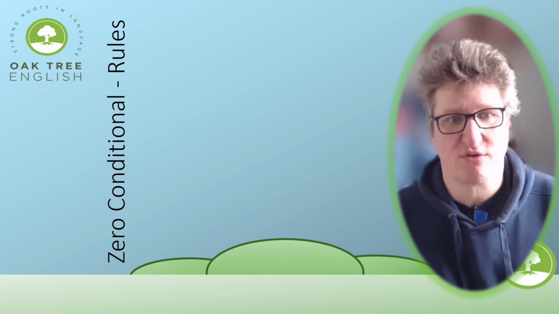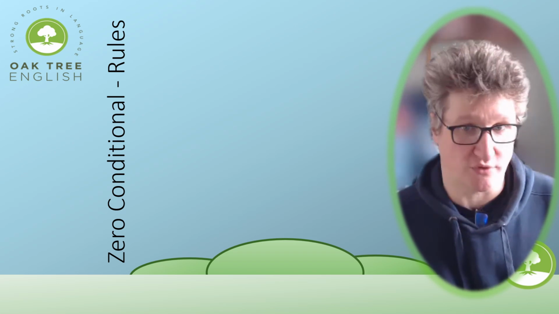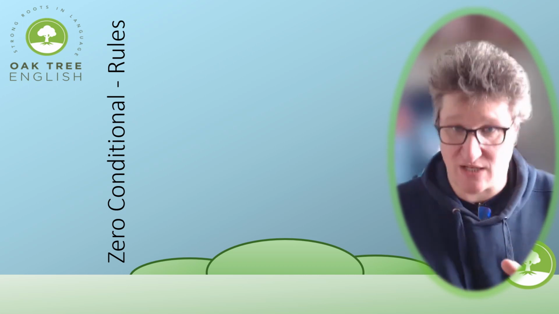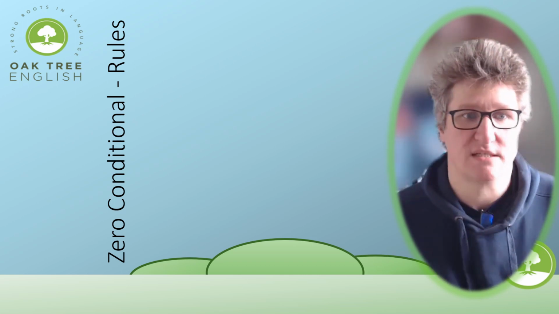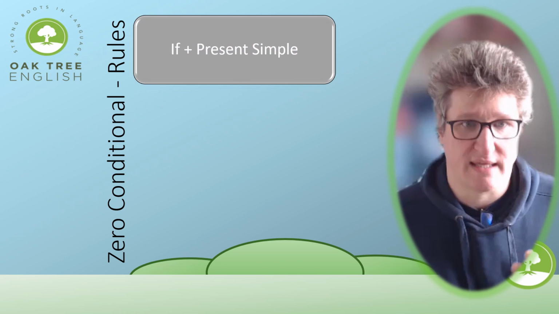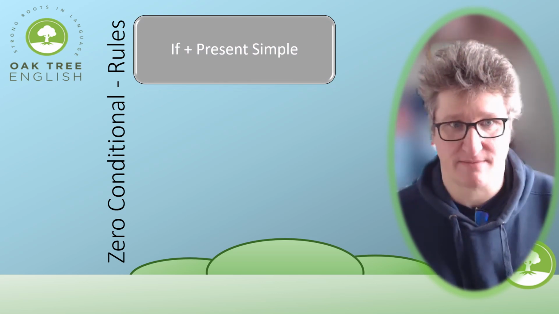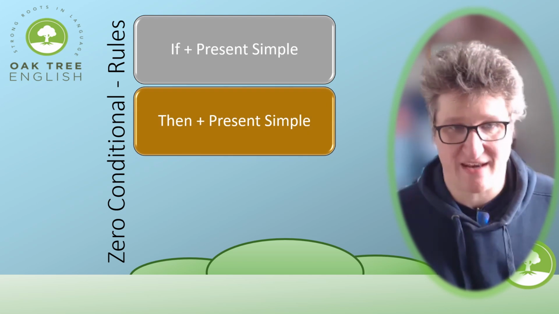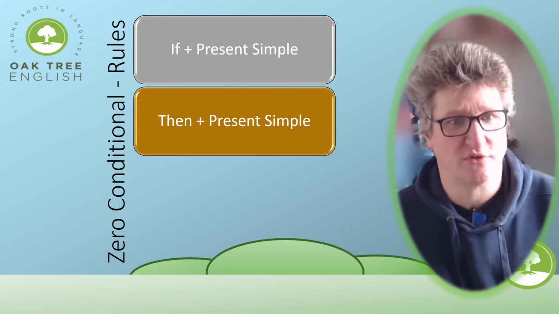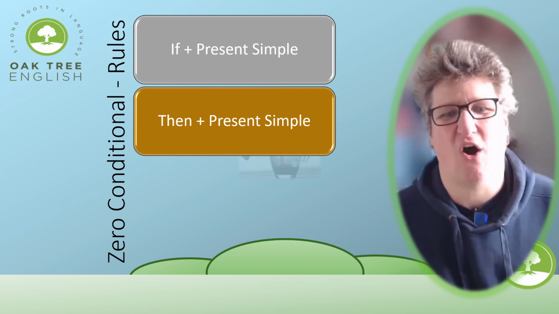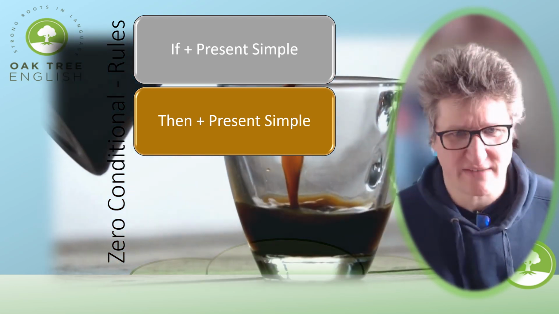Now, the zero conditional is for rules, things that are always true. A plus B equals C, always, okay? So that is formed using the present simple: if plus the present simple, and then the second clause, then plus present simple. Would you like to see an example? Of course you would. Let's have a look at this example.